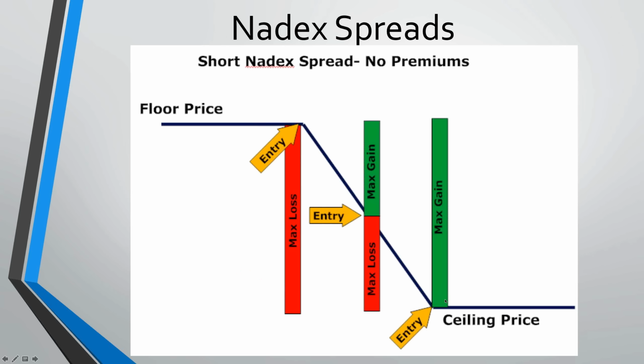Short Nadex spread. If we're going short and we're entering up at the ceiling price, we can make our max gain as the underlying trades towards the floor price. And if it's trading at the floor price at expiration, we make our max gain. If we enter in the middle, our max gain, again, is to the floor price. Our max loss is if the underlying trades up to the ceiling price and we're holding to expiration, we take our max loss. And if we go short down at the floor price, we actually have no room for gain, and we can take a max loss up to the ceiling price.